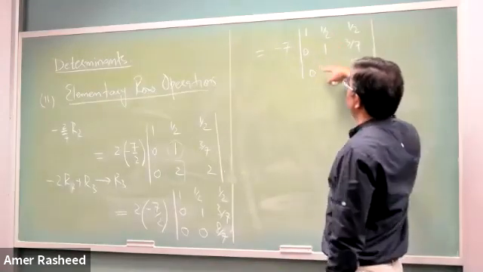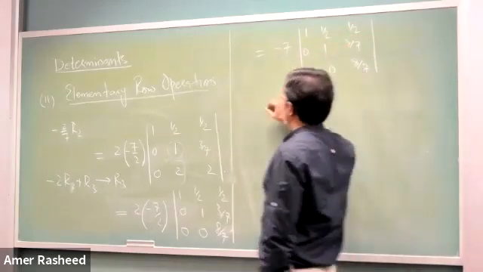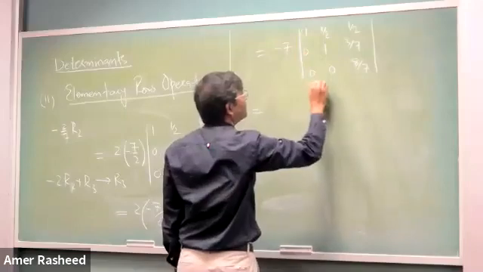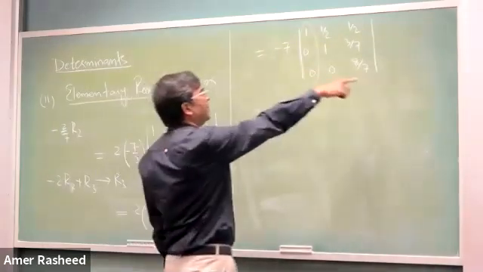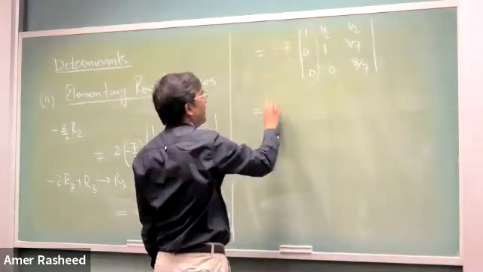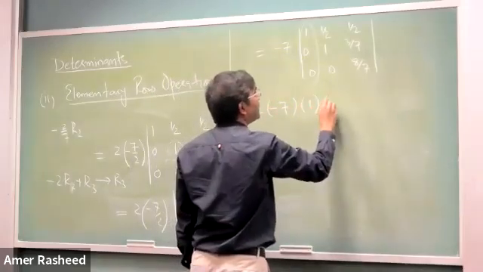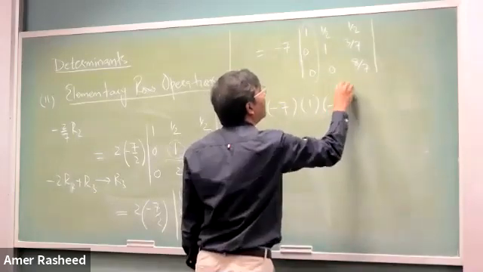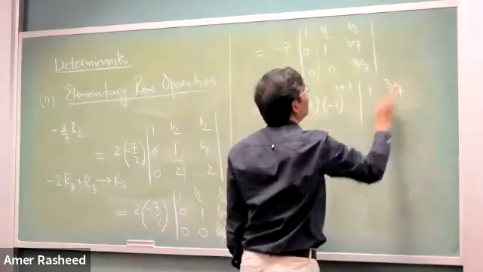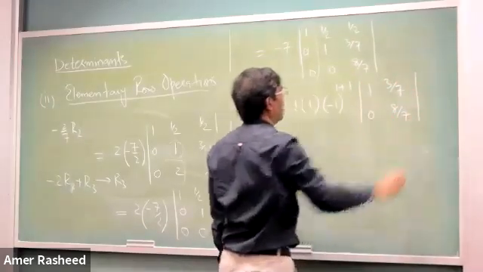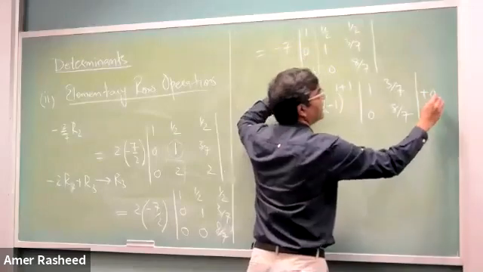Now you can use a cofactor expansion here in order to evaluate this determinant. I'm going to use the first column. I'm going to expand this determinant using cofactor expansion with respect to the first column. What do we have here? -7, 1 times (-1) to the power 1 plus 1, times the minor. Leave out the first row and first column: 1, 3/7, 0, 8/7. Plus the second entry is 0, so that becomes 0. Plus the third entry is 0, so that also becomes 0.